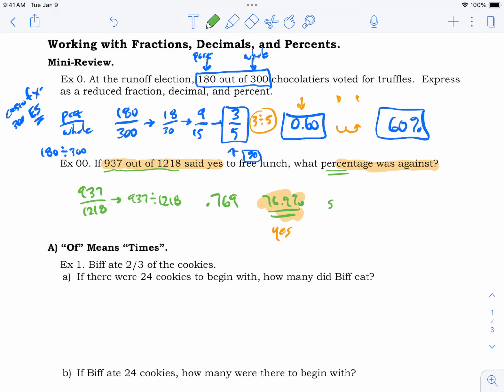So what you can do is say, well, there's 100% altogether, right? And they either said yes or no, which means there's only 2 parts here. So you take the 100%, subtract the 76.9%, and what do you get? Like 23.1%, I want to say, were against or said no, however you want to say it. Okay, so just be careful that you read the problem carefully.